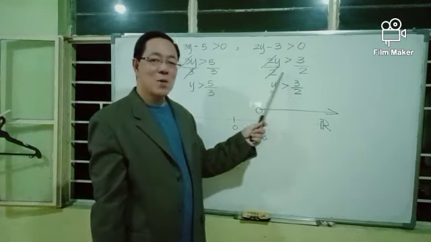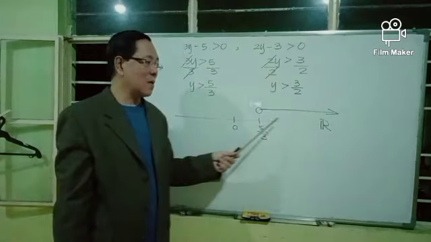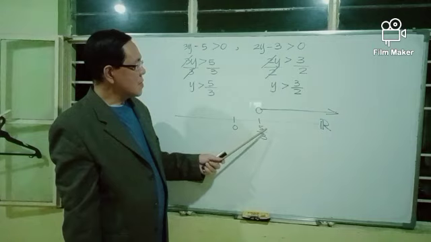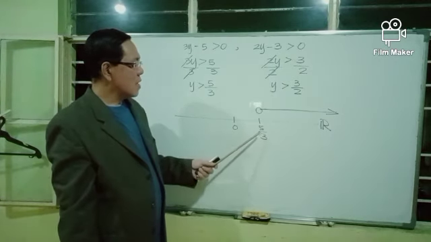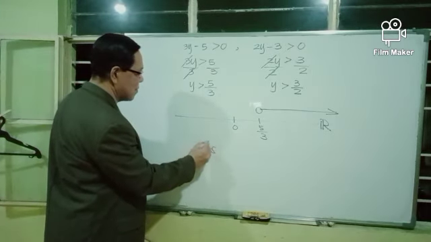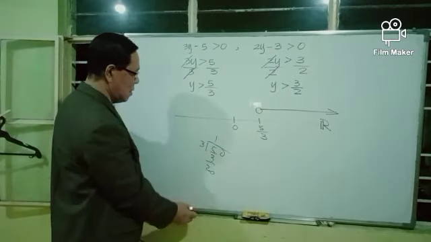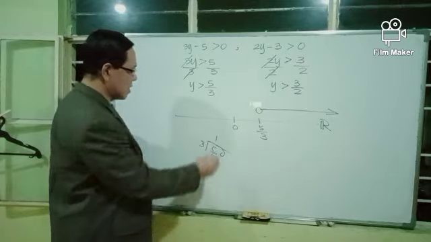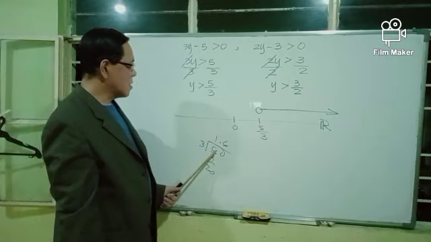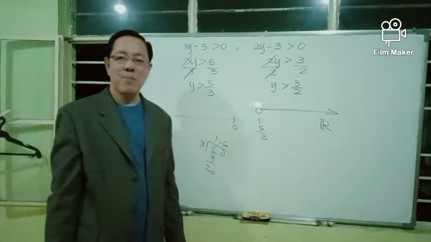And we represent the solutions of this linear inequality 2y minus 3 greater than 0 in a diagram. We locate 3 over 2. 3 over 2 is 1.5, and 5 over 3 is, let us check, 5 divided by 3, which is 1.666. Thus, 5 over 3 is greater than 3 over 2. 3 over 2 is 1.5.